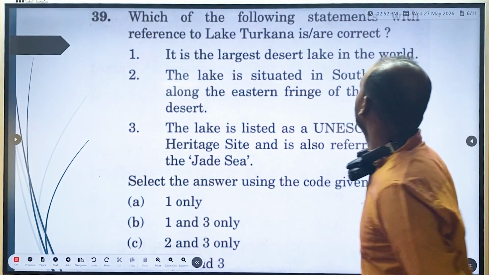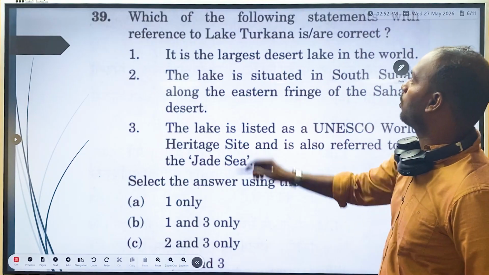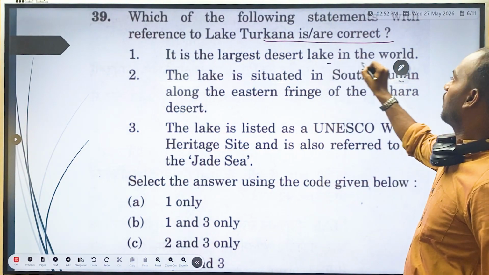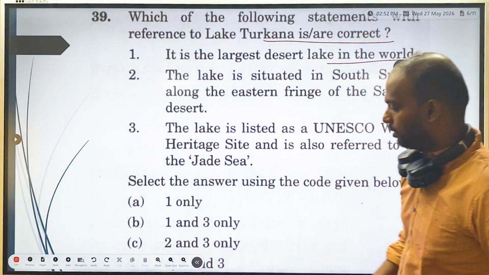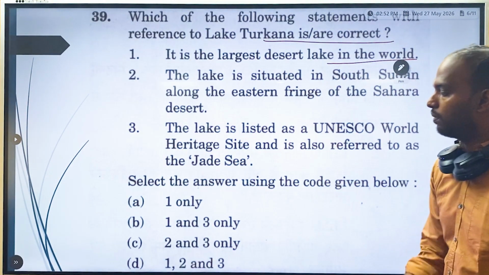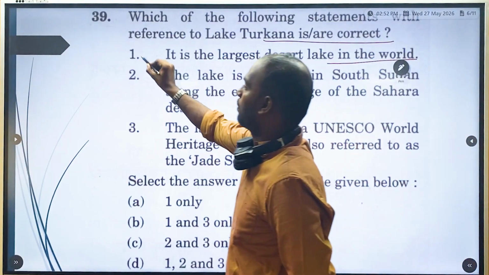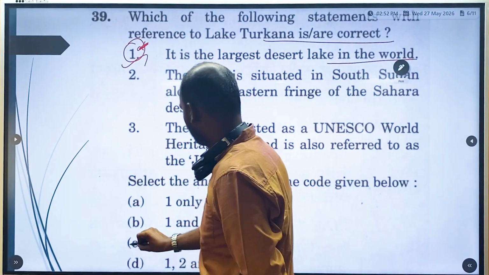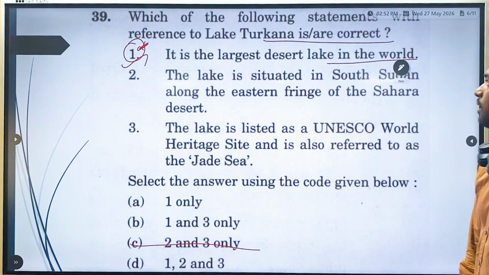Which of the following statements with reference to Lake Turkana is correct? It is the largest desert lake in the world. Seems to be an extreme statement. It is correct, but most people would have thought that this would be wrong. No, this is correct. It is the largest desert lake in the world.